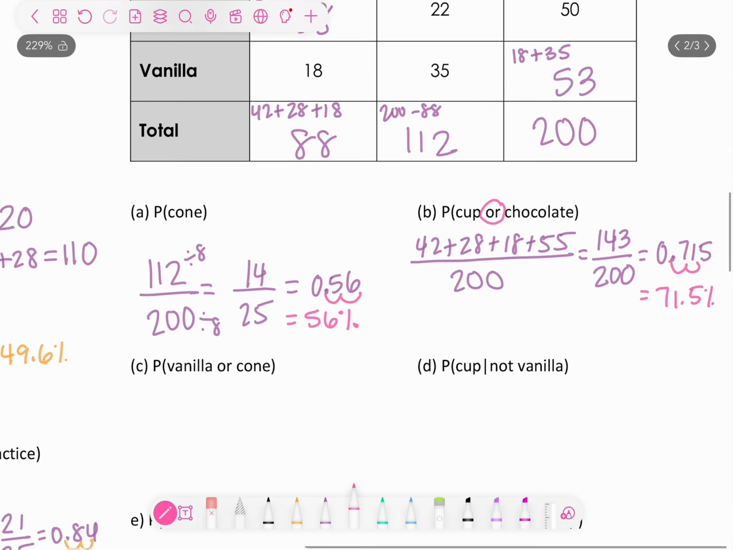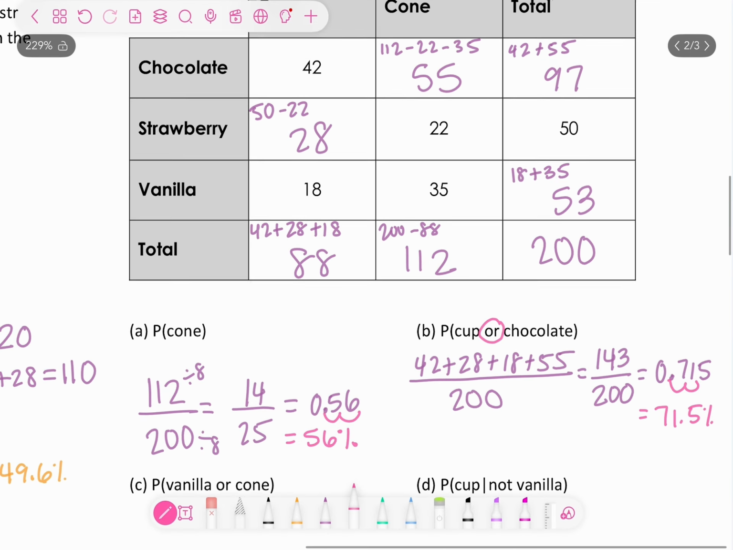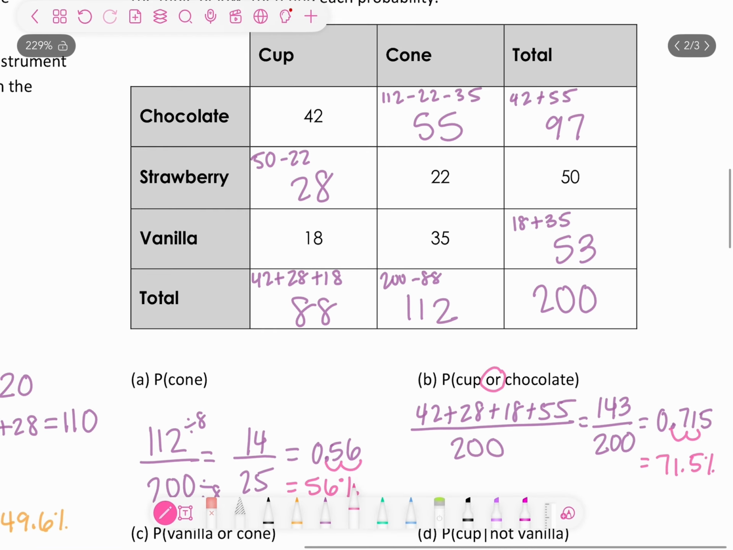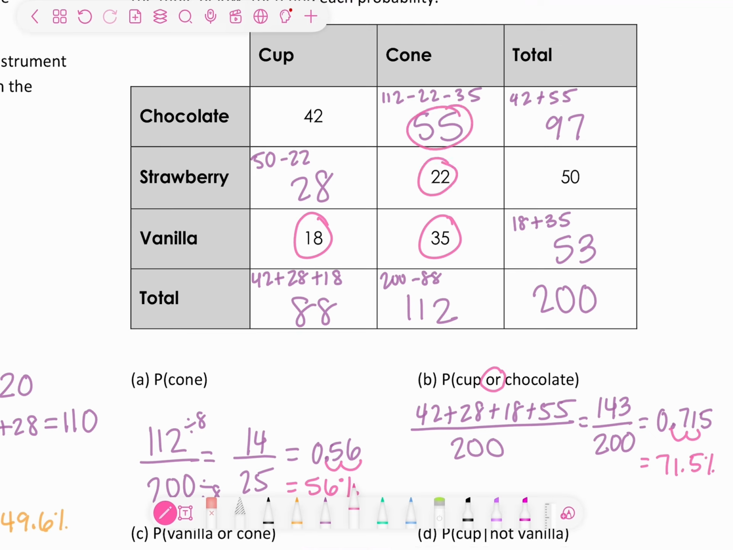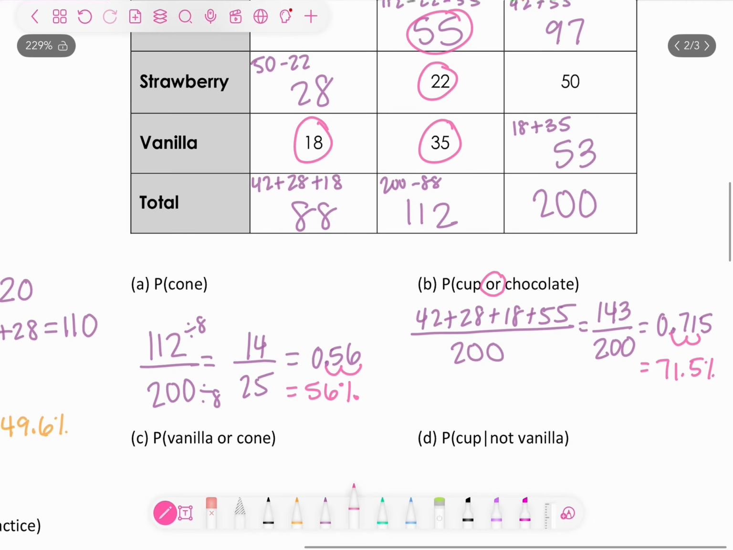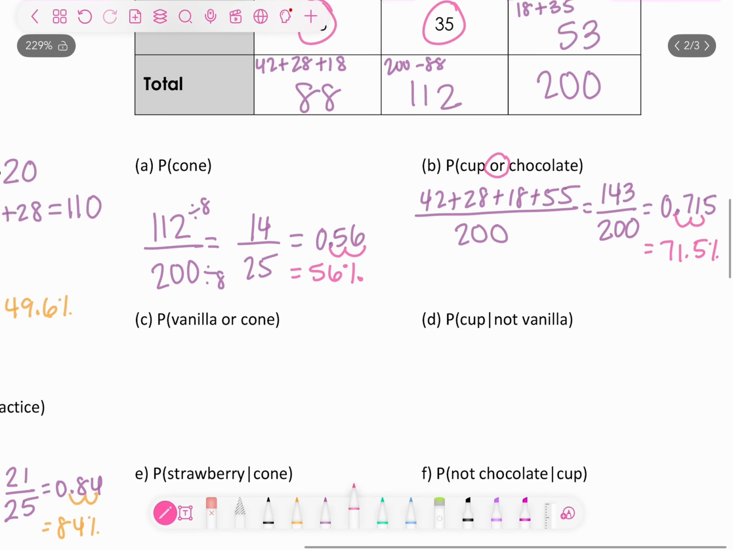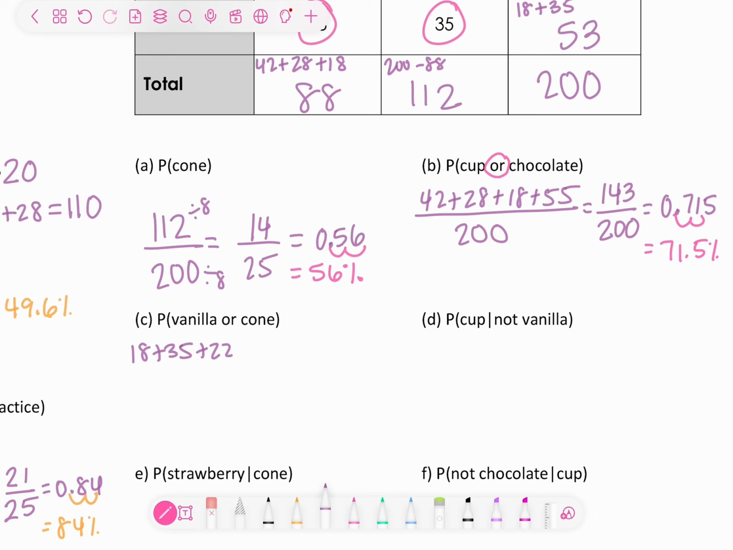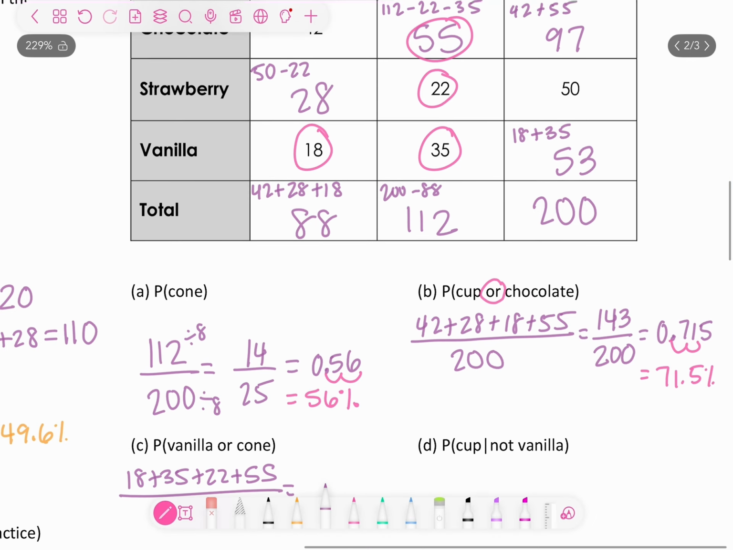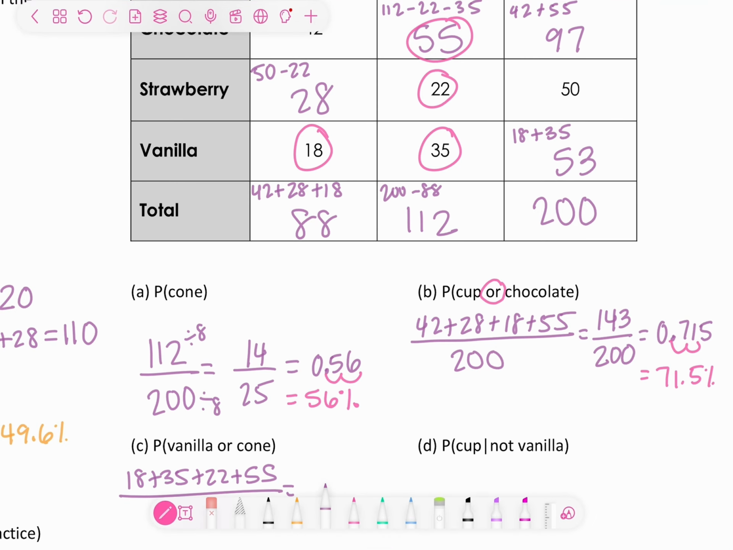All right, this next one, probability vanilla or cone. So again, I need to add all vanilla and all cone. So add the vanillas. There's 2 of those. And then any cones that aren't accounted for, which is just 22 and 55. So writing all those numbers up: 18, 35, 22, 55. 18 plus 35 plus 22 plus 55 over the grand total. So 18 and 35 is 53. And then I'll just add 22 and 55 to that, and that's going to be 130.